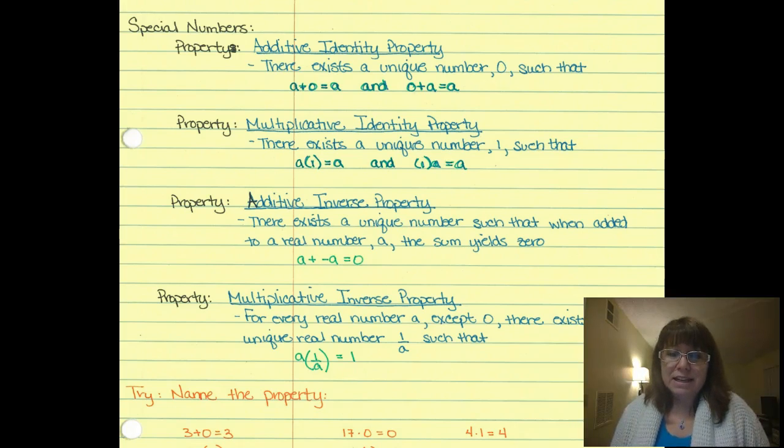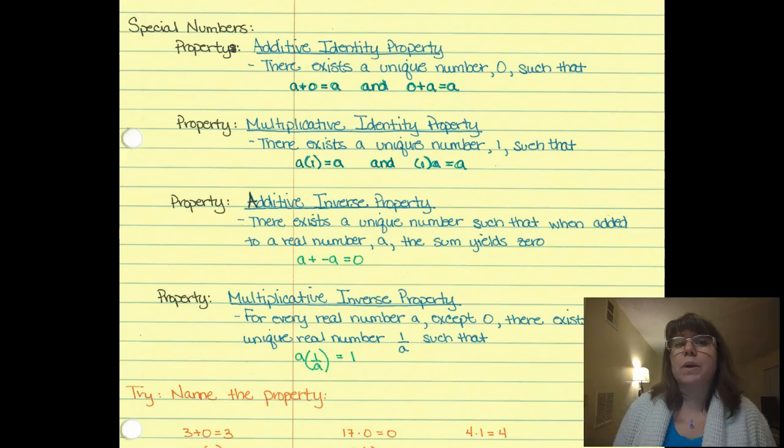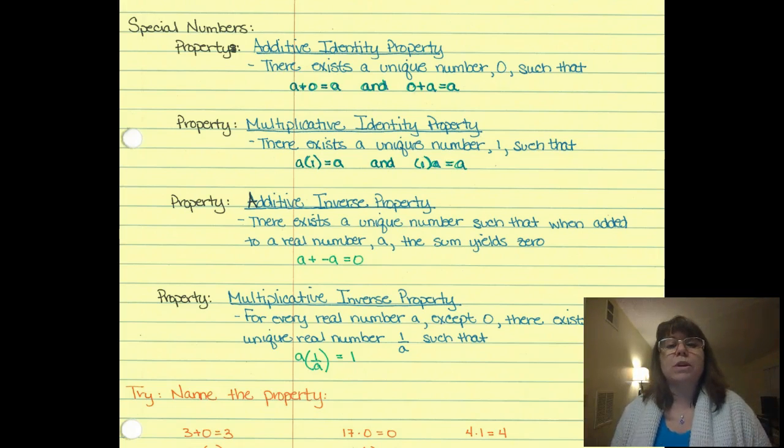Let me choose any other number. Negative 3. What's the opposite of negative 3? Positive 3. So if I add those two together, negative 3 plus positive 3 will give me 0. That is the additive inverse property.